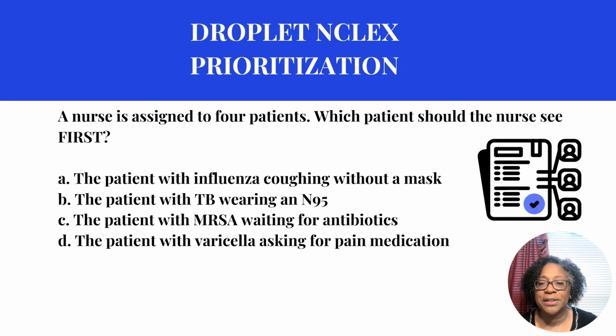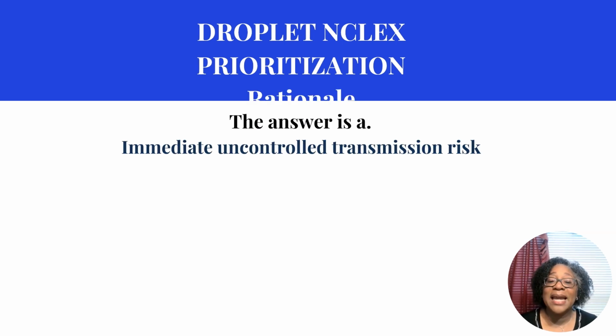So let's move on to another question. A nurse is assigned 4 patients, and which patient should the nurse see first? So this is a prioritization question. A: Patient with influenza, coughing without a mask. B: Patient with TB, wearing an N95. C: Patient with MRSA, waiting for antibiotics. D: A patient with varicella asking for pain medication. And so the answer is A. Like I said, this is a prioritization and a transmission question.